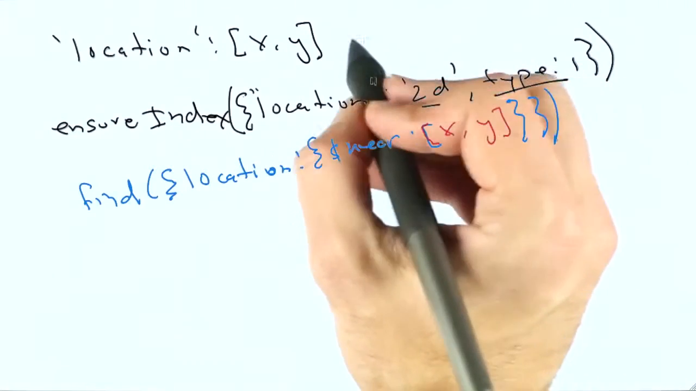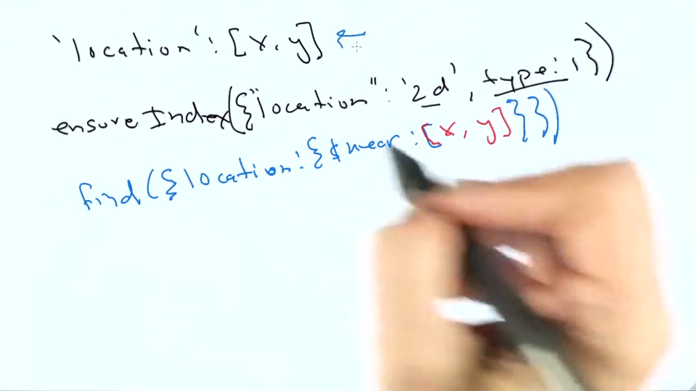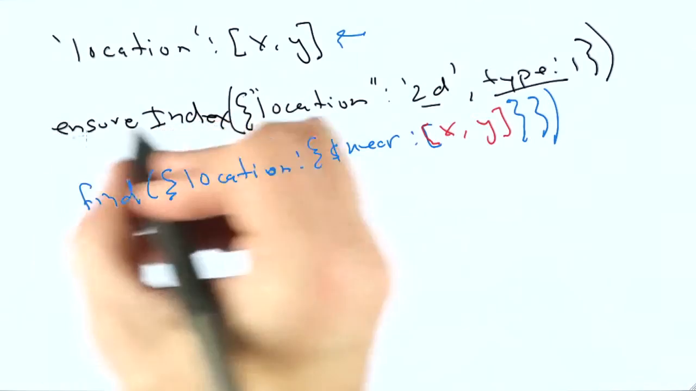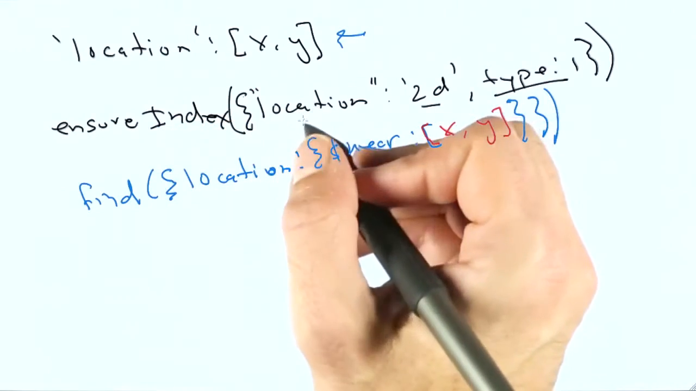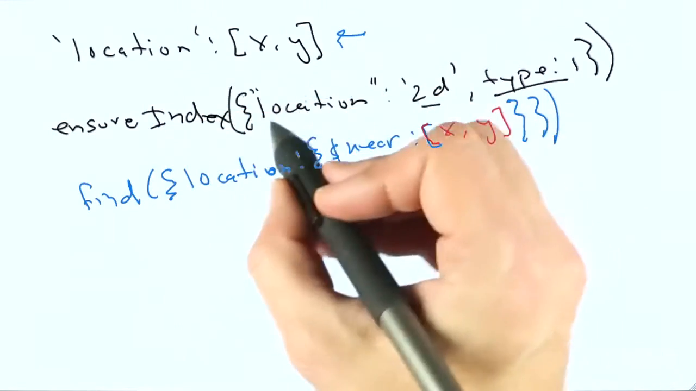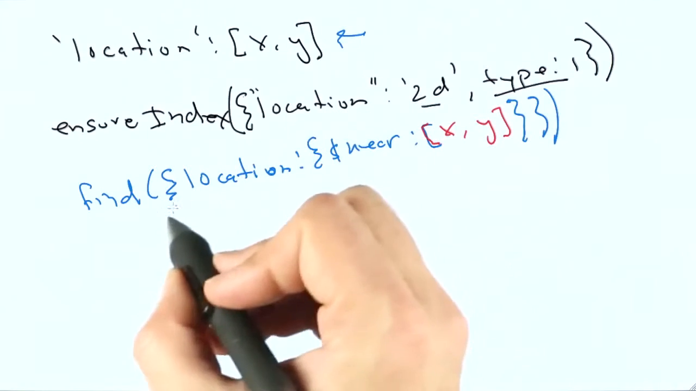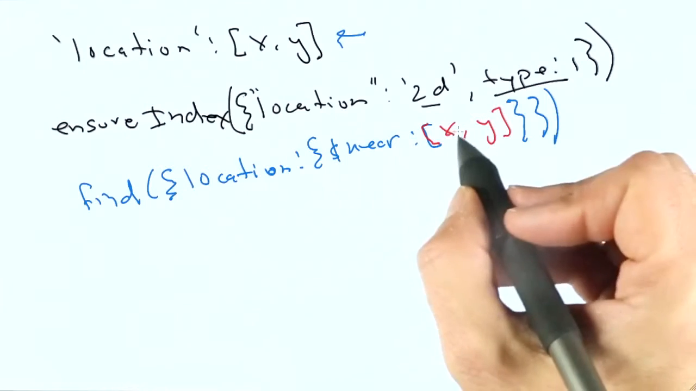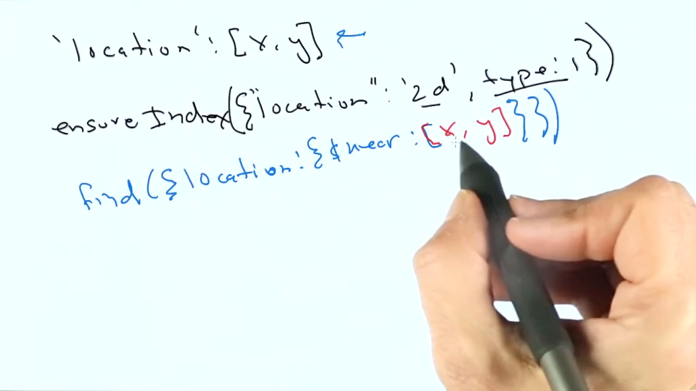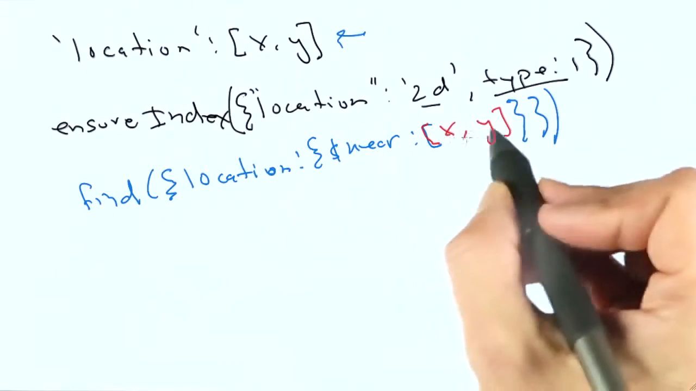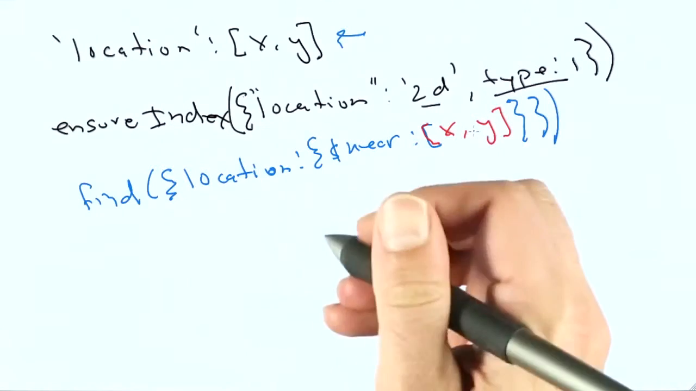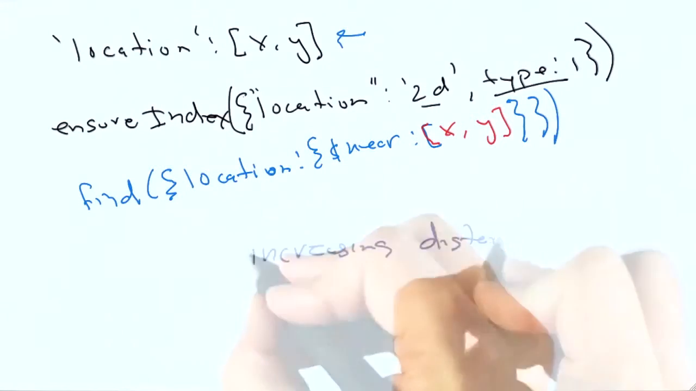So just to go over it again, you have to have something in the document right here that specifies the XY coordinates. You need to have an index that tells the database that there are XY coordinates stored in the document. You give it type 2D. And then in your find, you can call the $near operator and say, find me all the locations that are near this particular set of XY coordinates. And the database will return them in order of increasing distance.